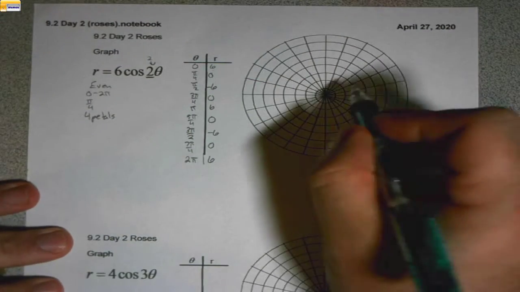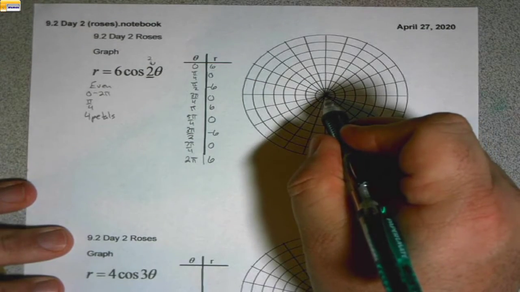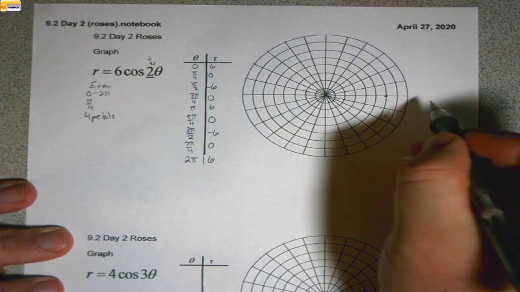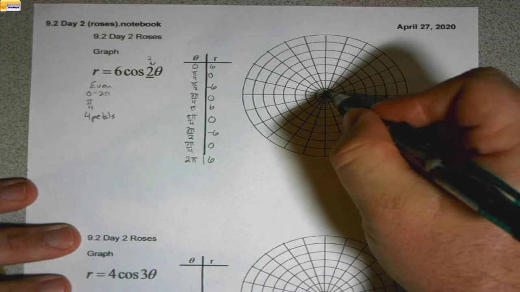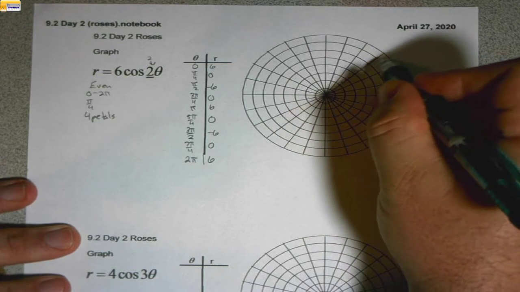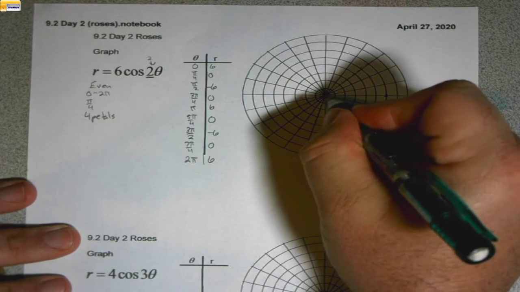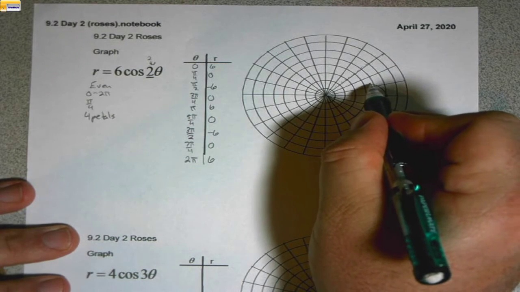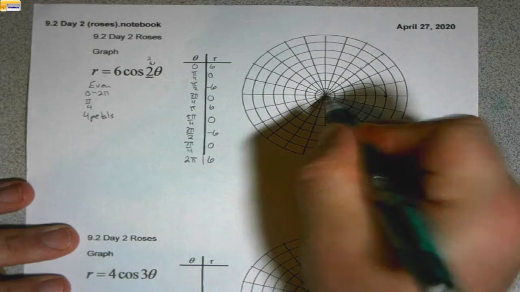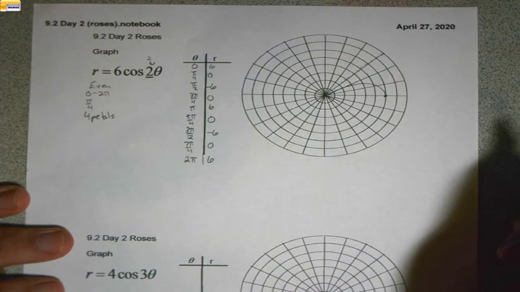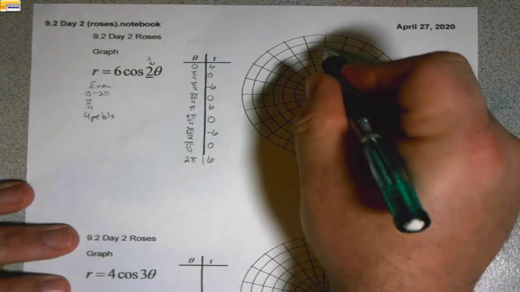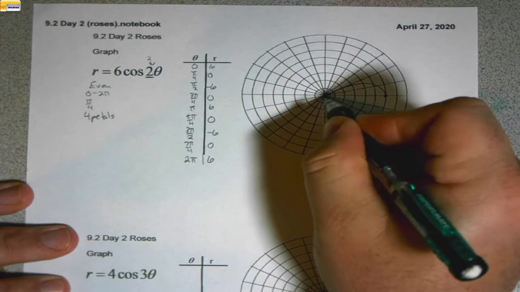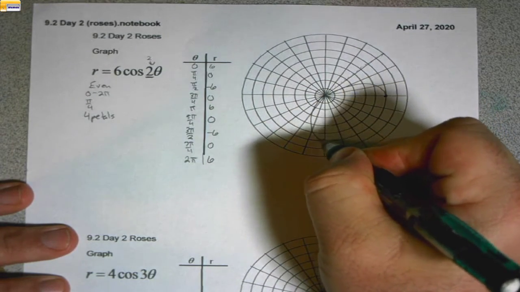So now let's plot these points. 0 radians, 1, 2, 3, 4, 5, 6. And then when we get to pi over 4, we're back to the pole. Now, you just have to know that if we graphed a bunch of points, it would look something like that. It's going to be half a petal. Pi over 2 is -6. 1, 2, 3, 4, 5, 6 down here. And then it's going to loop around like this.